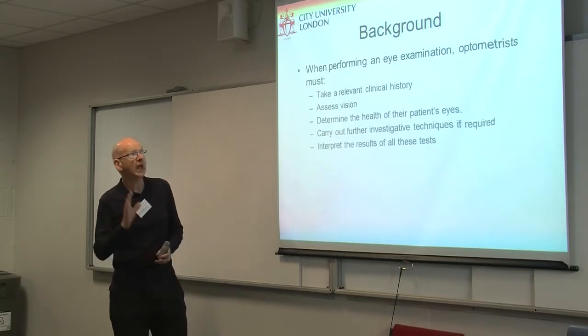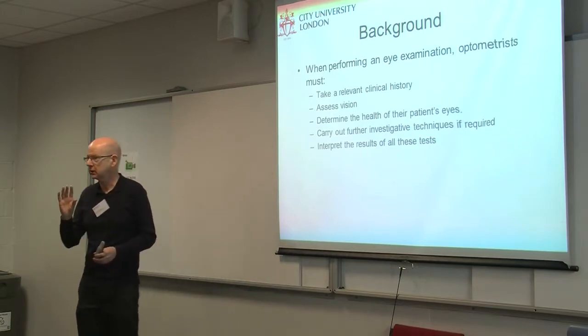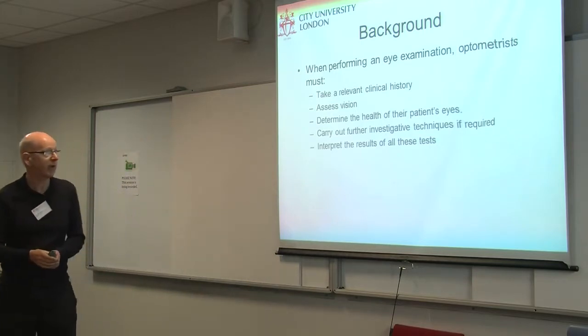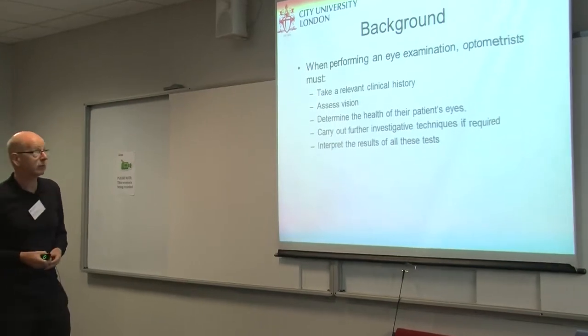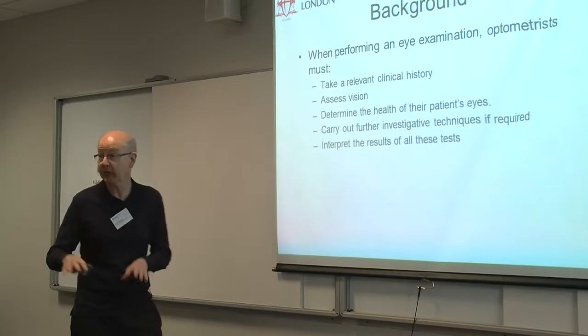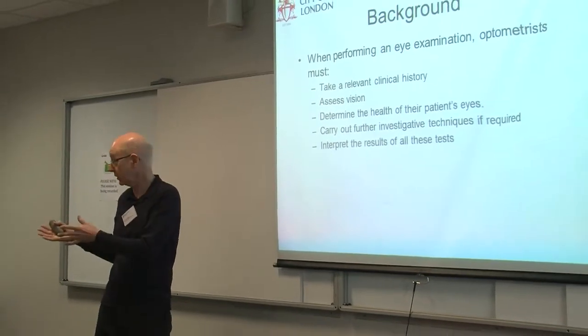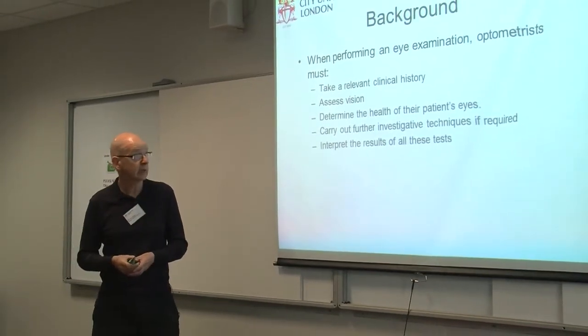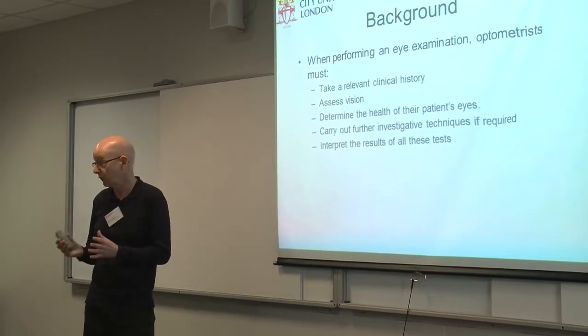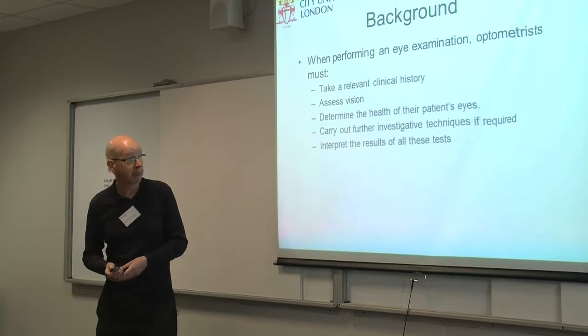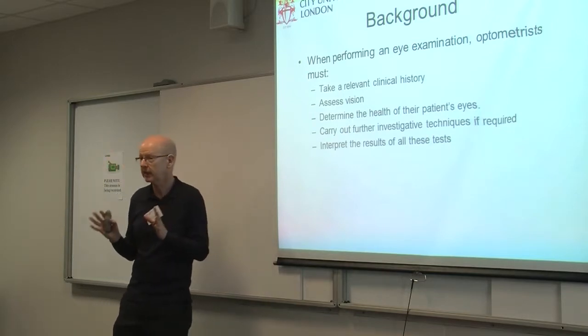Now, the kind of things that optometrists do in the course of an eye examination are to take a history and symptoms. They assess the patient's vision by getting them to read down charts, and they determine the prescription for spectacles. They determine the health of the patient's eyes, and that's becoming a very important role for optometrists. Carry out further investigative techniques.